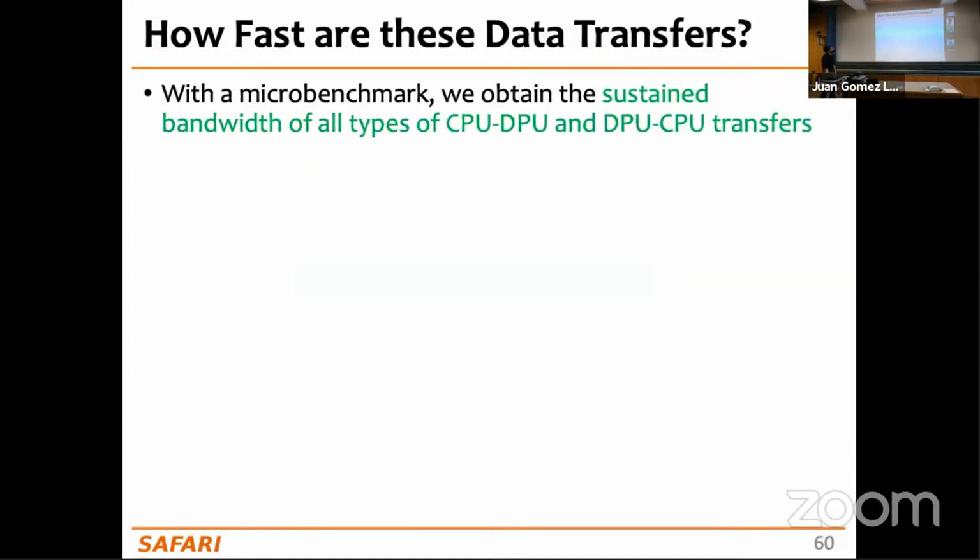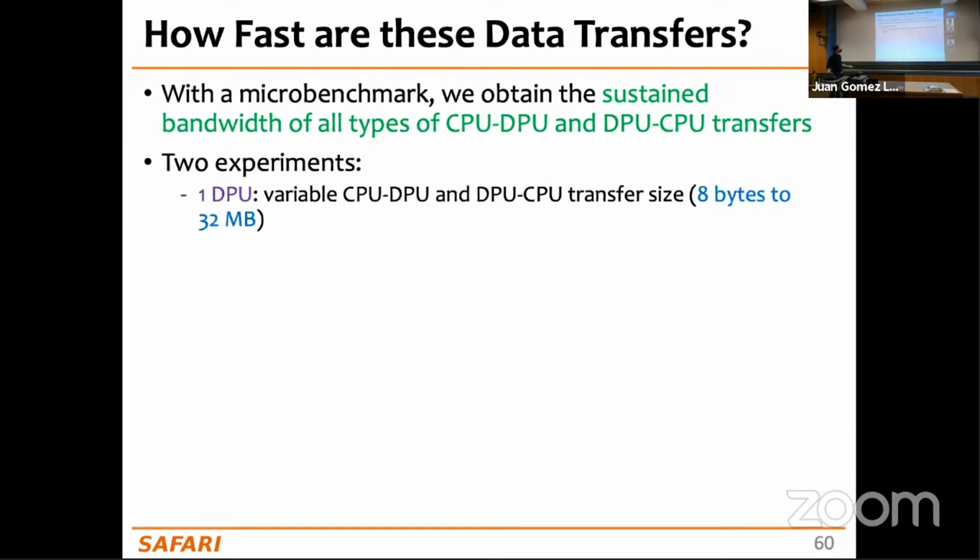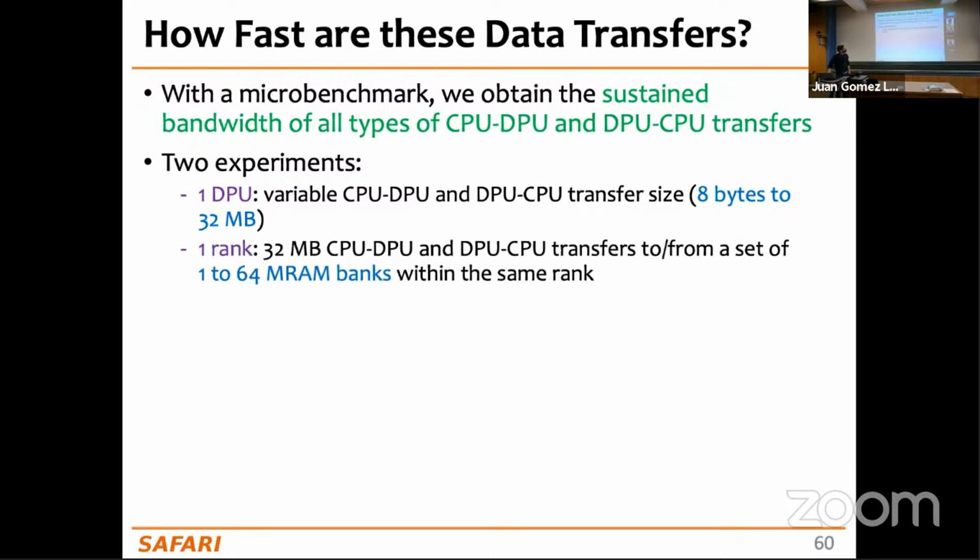But how fast are these data transfers? Well, we evaluated this by creating a microbenchmark, a simple program that performs different types of transfers from the CPU to the DPUs and vice versa. And in particular, we run two different experiments. In the first one, we use a single DPU. And what we do is change the transfer size, either from CPU to DPU or vice versa. And as you can see, we change it from 8 bytes to 32 megabytes.